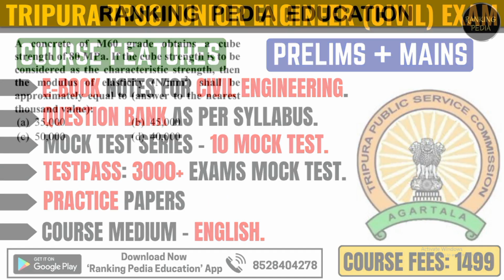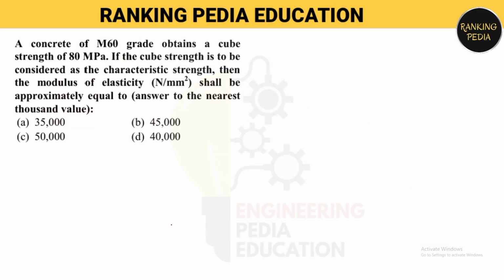So your first question is: a concrete of M60 grade obtains a cube strength of 80 MPa. If the cube strength is to be considered as the characteristic strength, then the modulus of elasticity shall be approximately equal to. So we have to calculate the modulus of elasticity. So what is given? First we will note down the given quantity.